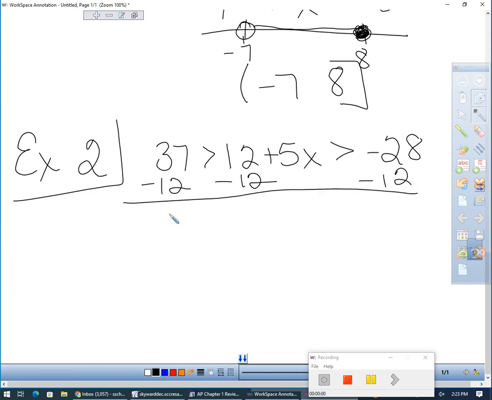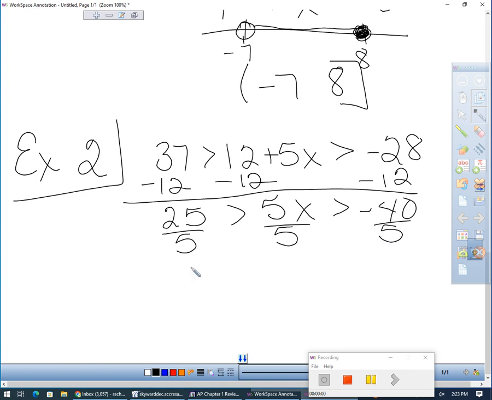All right, so I have 25 is greater than 5x is greater than negative 40. Okay, is x by itself yet? Divide by 5. I agree. And whatever I do in the middle, I have to do to the two ends. This says 5 is greater than x is greater than negative 8.